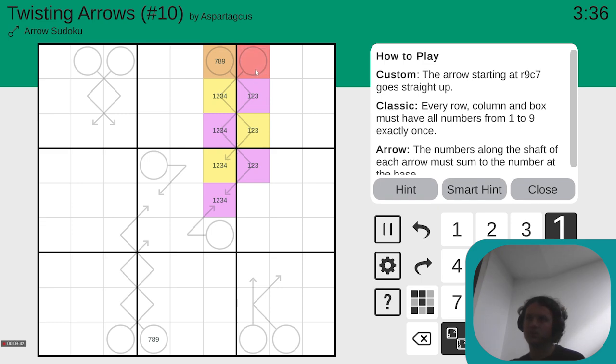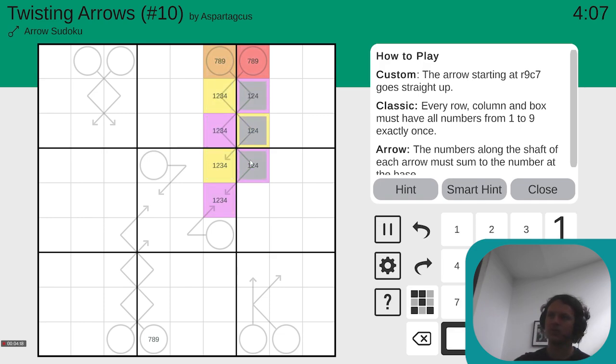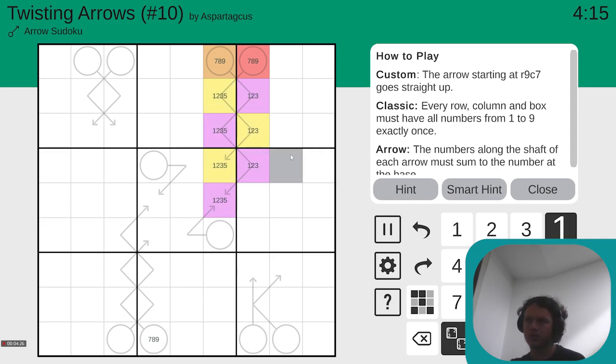Well, 16 is the lowest we can get to, which means this also has to be 9, 7, 8. And if it is 16, it's a 7, 9. But we can get to 17 by making this, instead of 1, 2, 3, a 1, 2, 4. Or this could be a 1, 2, 5. Because now it has 6 on this side, 8, 9, 10, 11.